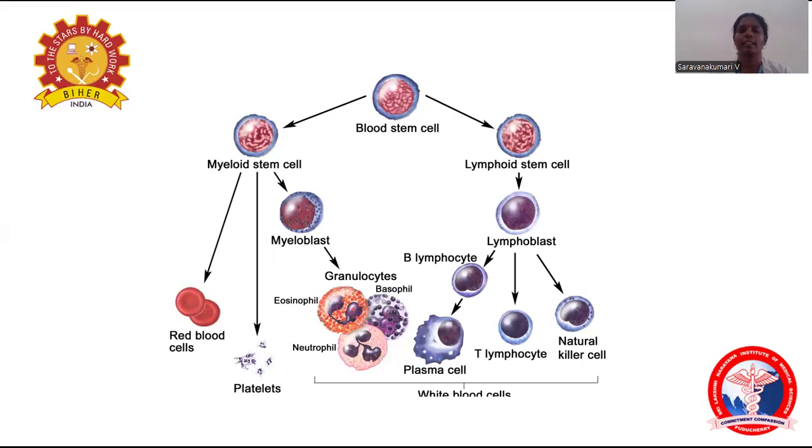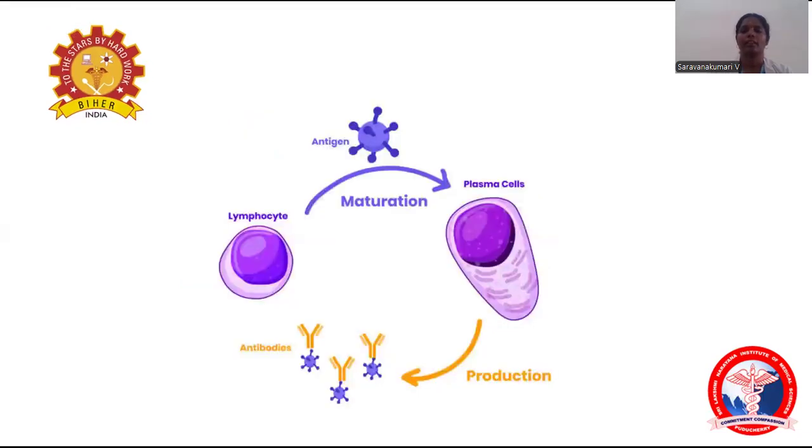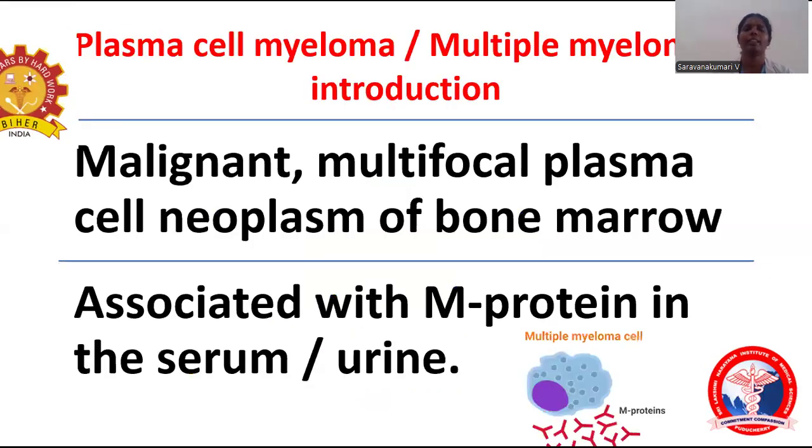So with any antigenic stimulus, there will be an increase in the production of plasma cells. This slide also tells you the same thing. B lymphocytes, if there is any antigenic stimulus, will be converted into plasma cells, which leads to the production of antibodies. These antibodies will fight against the antigens. With this basic idea, we'll move on to multiple myeloma.